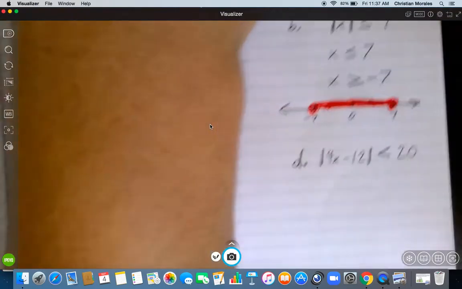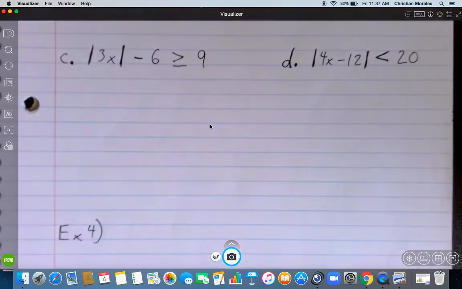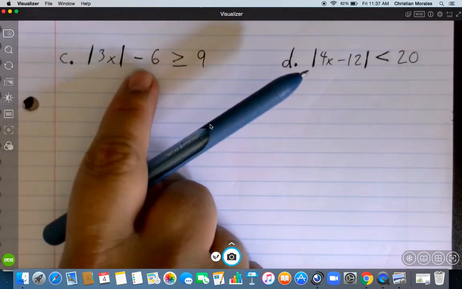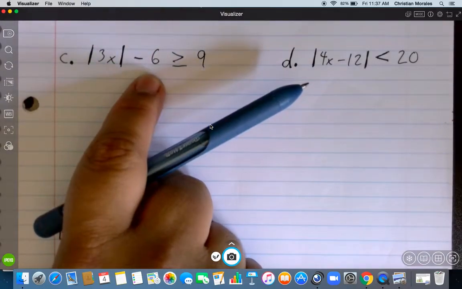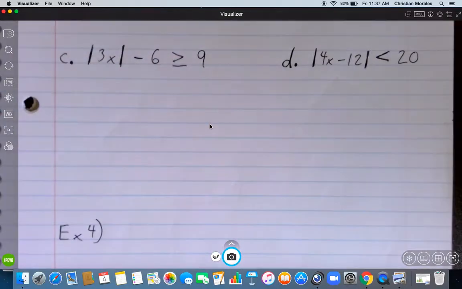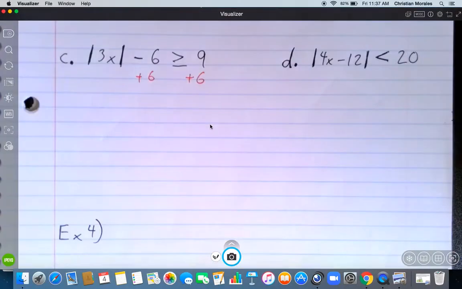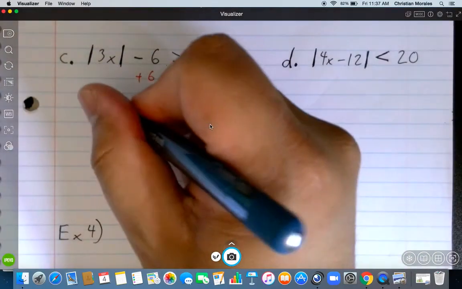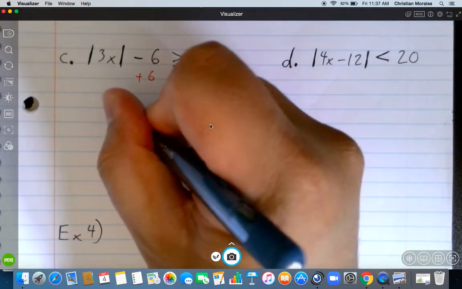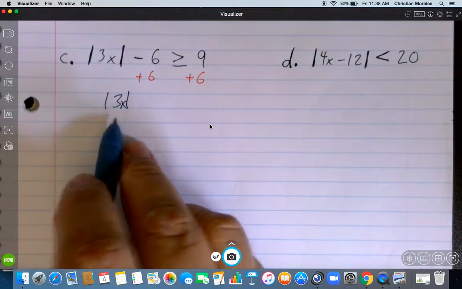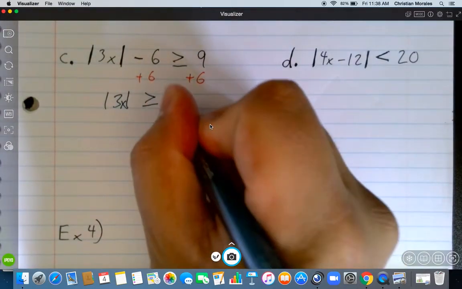Okay, let's solve some inequalities with these. All right, same steps as before. You cannot have numbers outside the absolute values when you're solving it. So the first thing here is to get rid of that negative 6 using inverse operations. We're going to end up with, oh, I forgot the x. Sorry, absolute value of 3x, and I get 15.